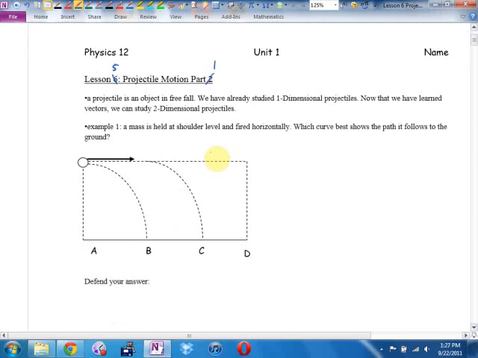What's a projectile? A projectile is an object in free fall. Dropping something is technically a projectile, but we did do that last year. We did free fall. What we're going to add this year is sideways motion to the projectile. But we're going to be in our magic physics world. We're going to ignore air resistance.